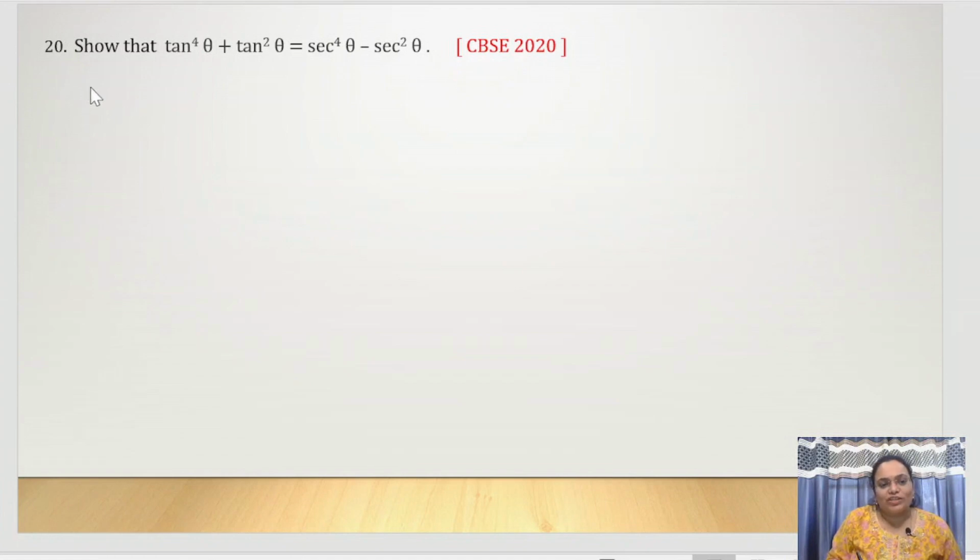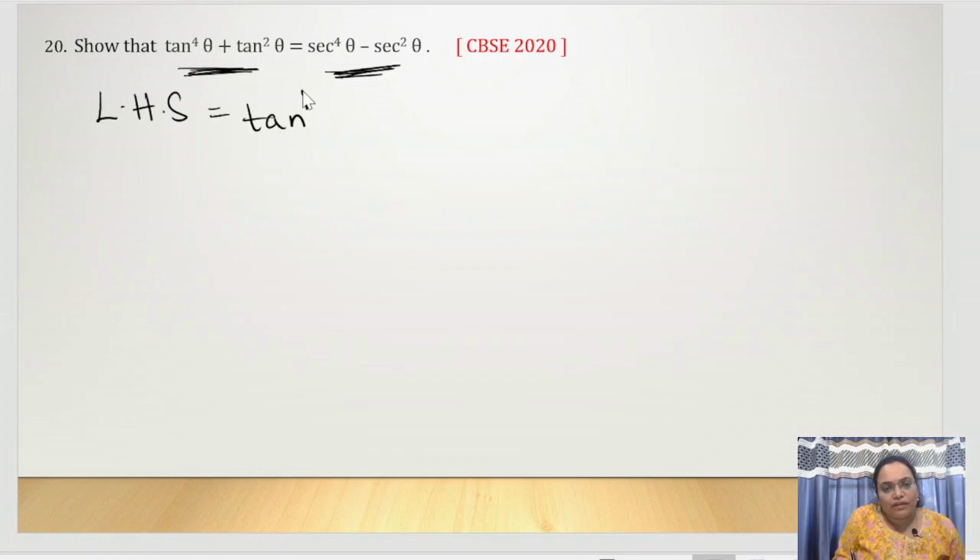Let us solve the next question. Show that tan power 4 theta plus tan square theta is equal to secant power 4 theta minus secant square theta. So let us take LHS and prove it to RHS. So what is LHS? LHS is tan power 4 theta plus tan square theta.